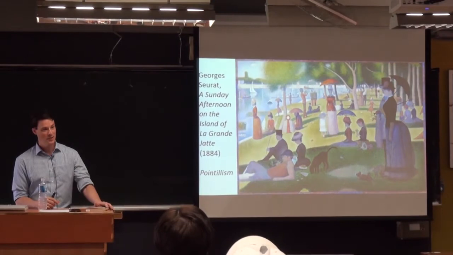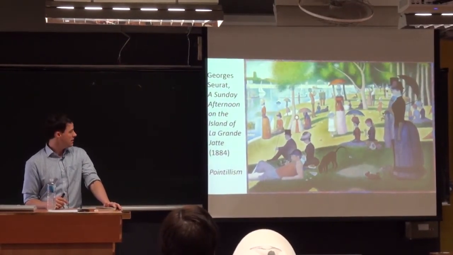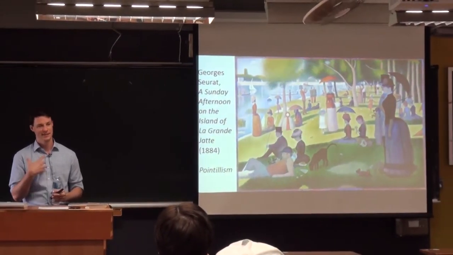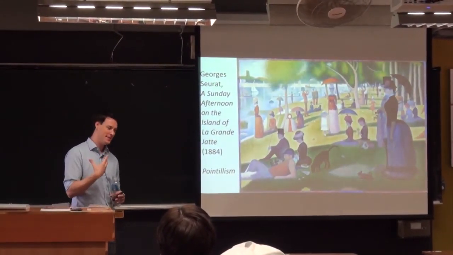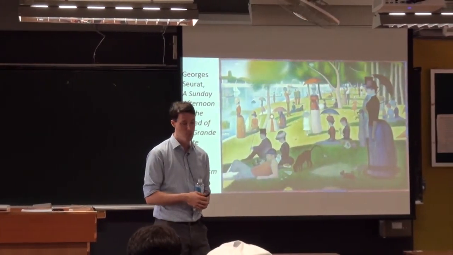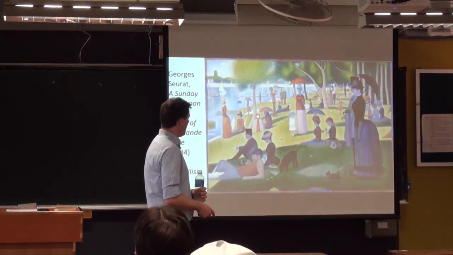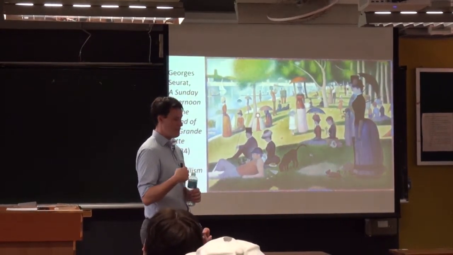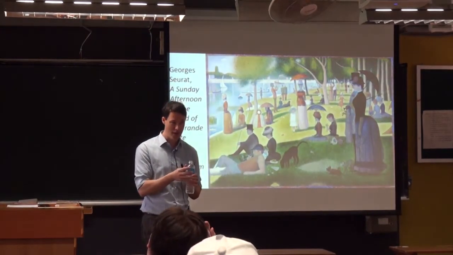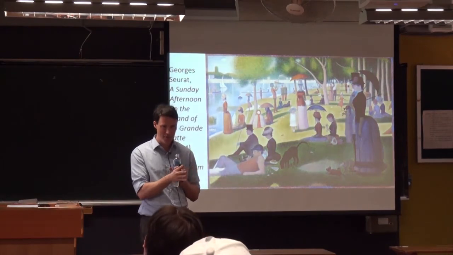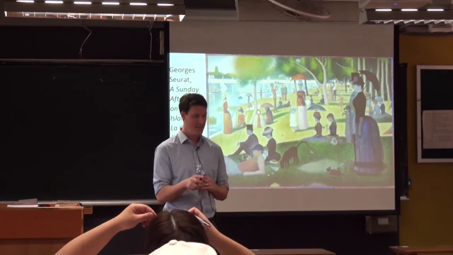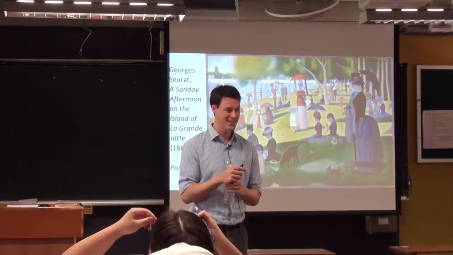Towards the end of the 1800s, Impressionism starts to lose its dominant place as maybe the most important movement in art. There are some painters who draw on some of the Impressionist techniques, but they move beyond it or do things a little bit differently. And one of the ways that they do it differently is the pointillist style.